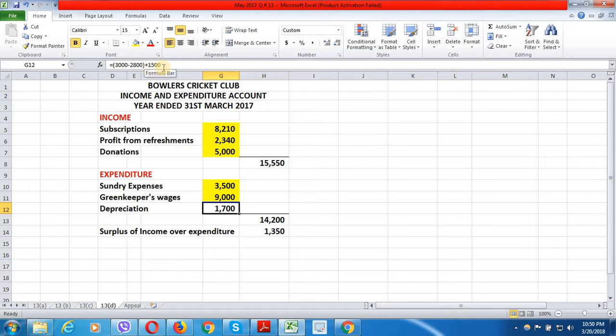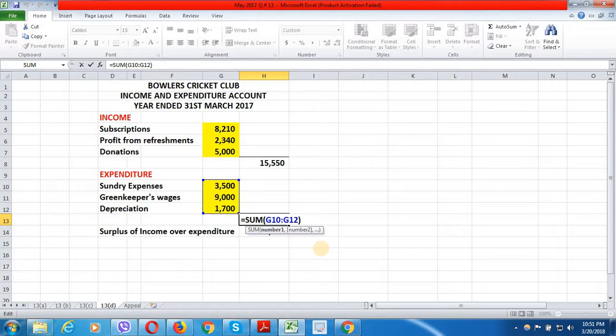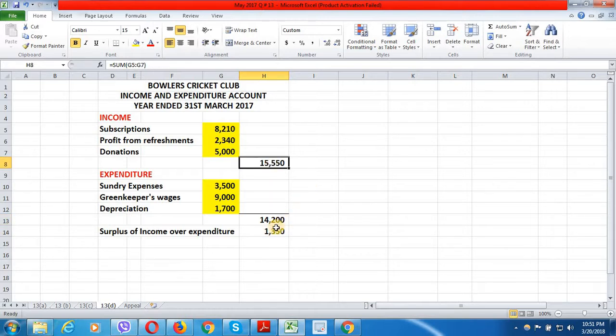Clear? So the depreciation is calculated in this way: 3,000 minus 2,800. Then 1,500 was added because, as I told you, the new equipment which was purchased during this year was fully depreciated, and for old equipment the depreciation value was only 200. So 1,500 and 200, it will be £1,700. Clear? So the total expenditure is £14,200, and if you deduct £14,200 from 15,550, you will get 1350, surplus of income over expenditure.